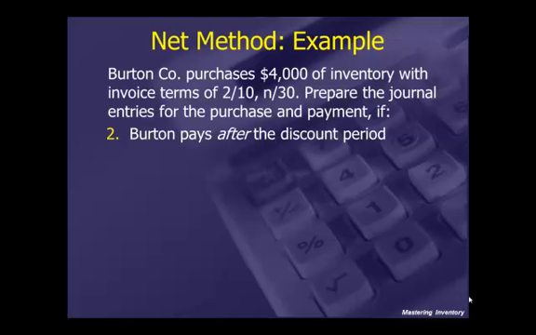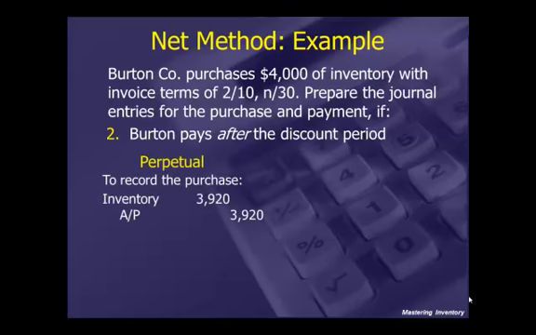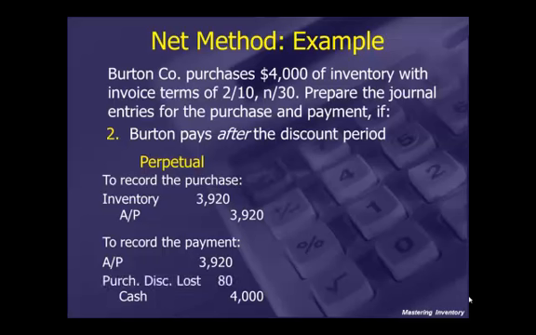The second alternative is if Burton pays after the discount period. Well, once again, to record the purchase, we're debiting inventory, crediting accounts payable for the net amount of $3,920. To record the payment after the discount period means that we're going to record purchases discounts lost of $80. That's an expense. Accounts payable will be debited for the $3,920, which is the amount that we set up, the net amount, and we're crediting cash for the full amount due.